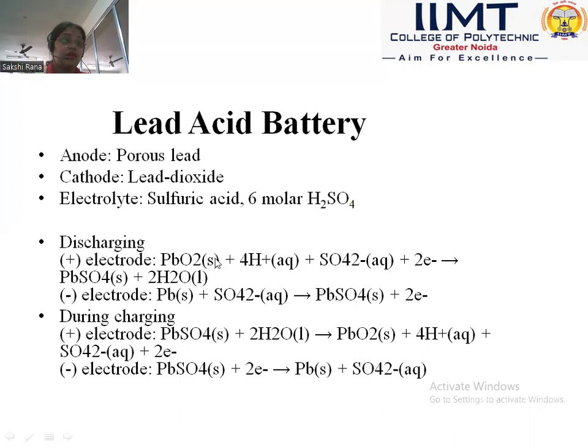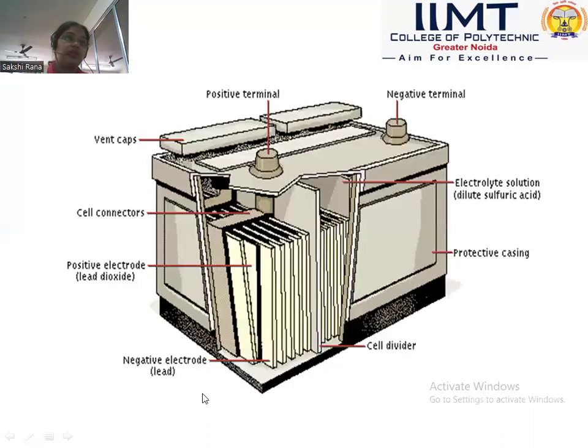Next the condition is charging, and the charging and discharging conditions are just vice versa. Like there are formed PbSO4 plus 2H2O, then here PbSO4 plus 2H2O will form PbO2 plus 4H. It means that the white layer which is fixed on the electrodes starts to be removed in the charging condition, right? These are the two conditions for the charging and discharging.